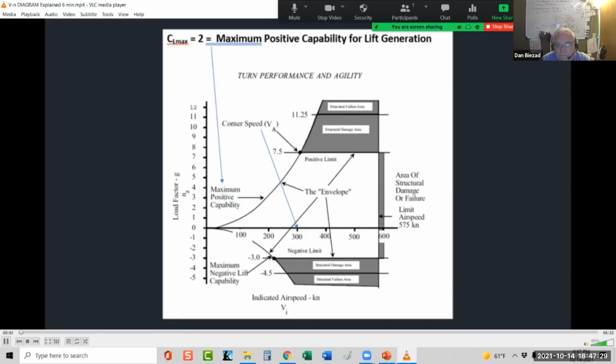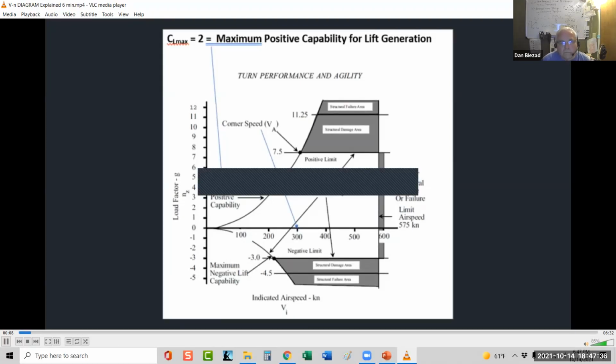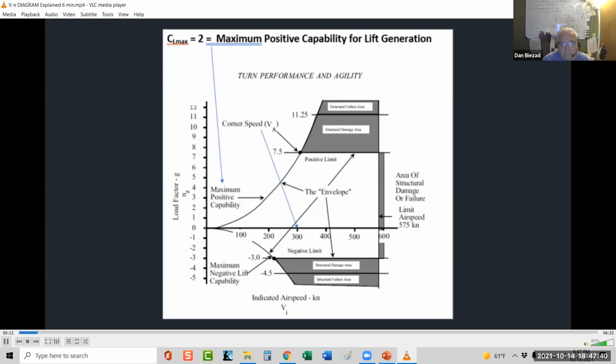This is a flight envelope plot for a fighter aircraft, using a Navy fighter, the F-18. It's called a VN plot. The V stands for indicated velocity or equivalent velocity, and the N stands for G load, the number of G's that you can pull, or the load factor. So there's your load factor, and here's your indicated airspeed across the bottom.